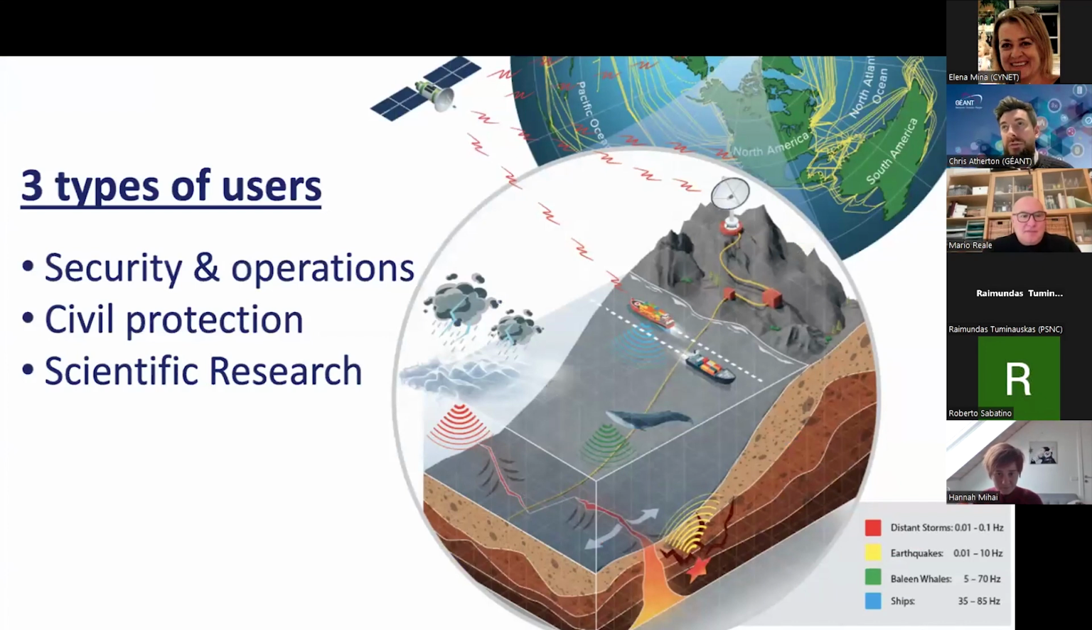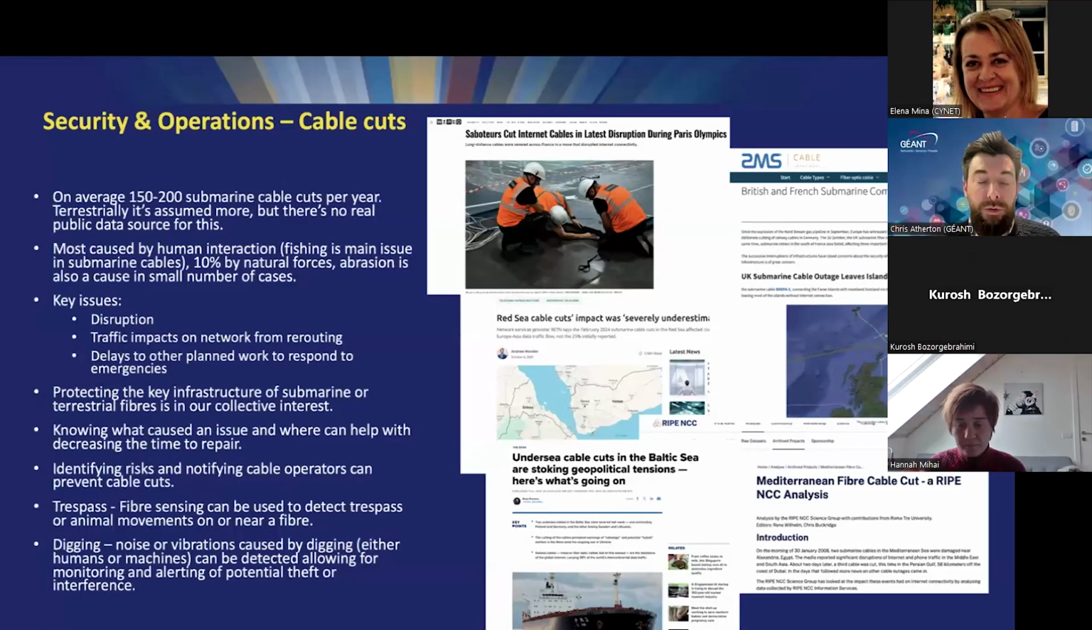Crucially, we need to think about the use cases for that vision. There's three types of users that we've foreseen with fiber sensing. These come down to security and operations of the network infrastructure, civil protection, and also scientific research. We'll go through some of those as well. So moving on to security and operations.